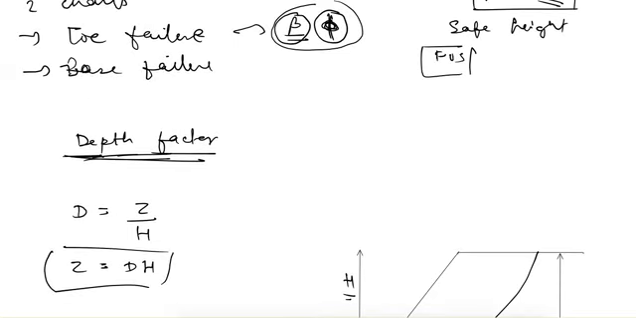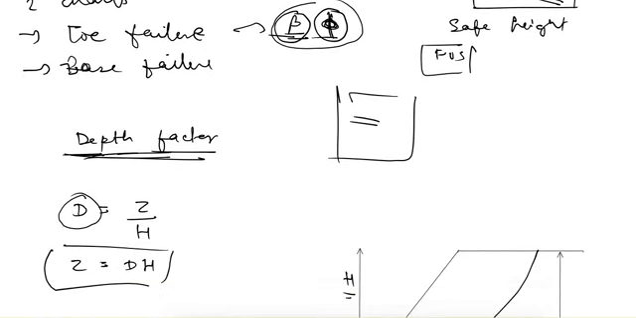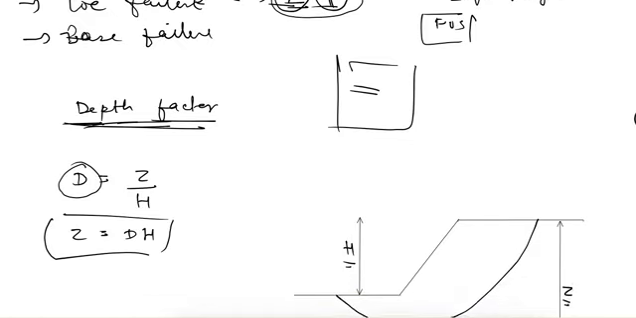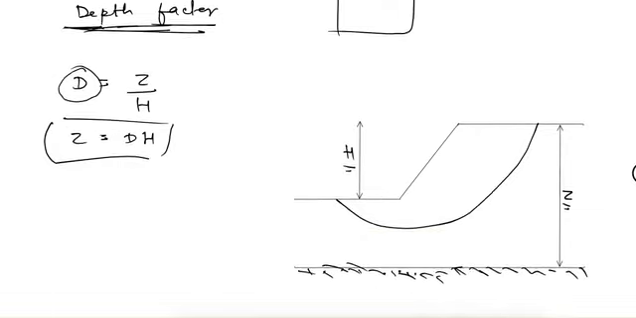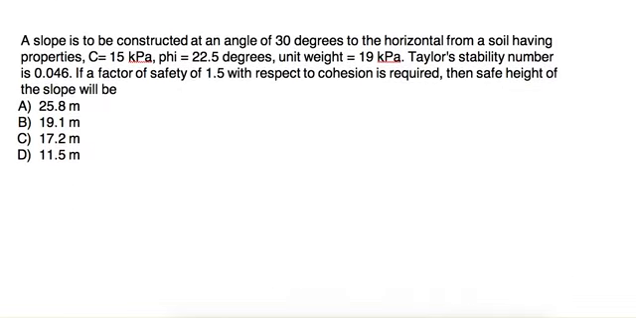In case of base failure, there will be a chart which will include beta, phi, and along with this the depth factor will also be included in that chart. Those charts are not of any importance to us. So we will see one example. How can a question be asked from this topic? I've taken an example here.